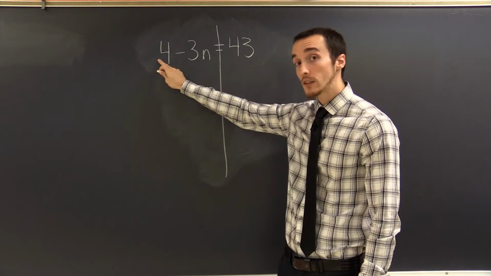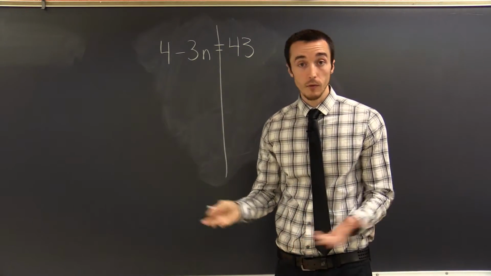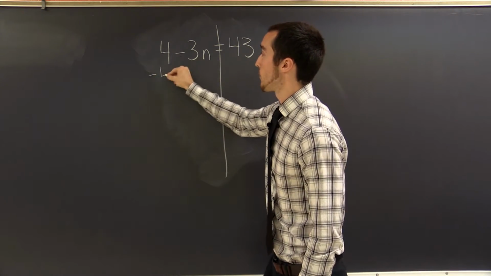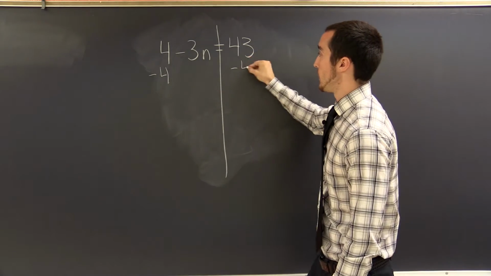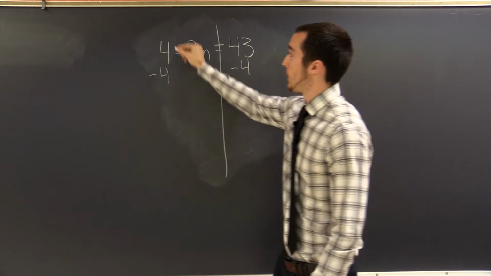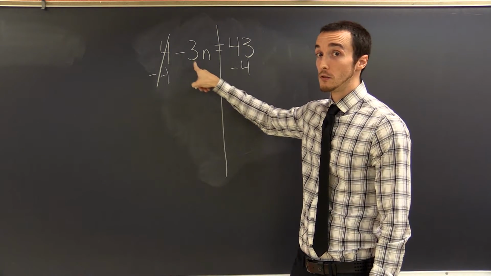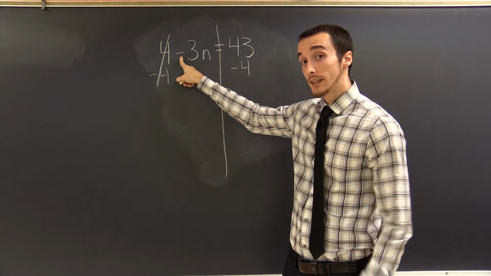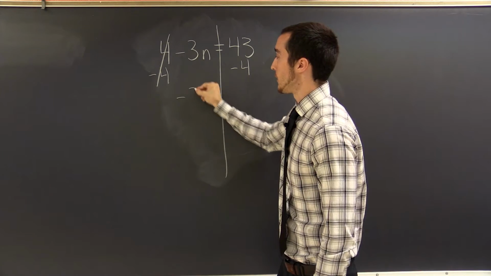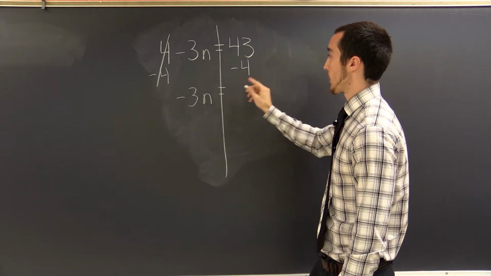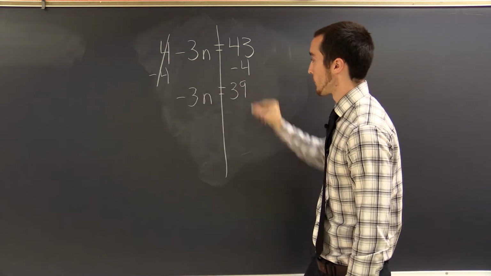This is a positive 4. How do I get rid of a positive 4? Well, we would subtract 4. That's the inverse. So I'm going to subtract 4 from both sides of the equation as my first step. That does cancel our 4's over here. Be super careful. As you drop down the 3n, please take the sign with it. So it's really a negative 3n that you're dropping down. 43 subtract 4 is 39.